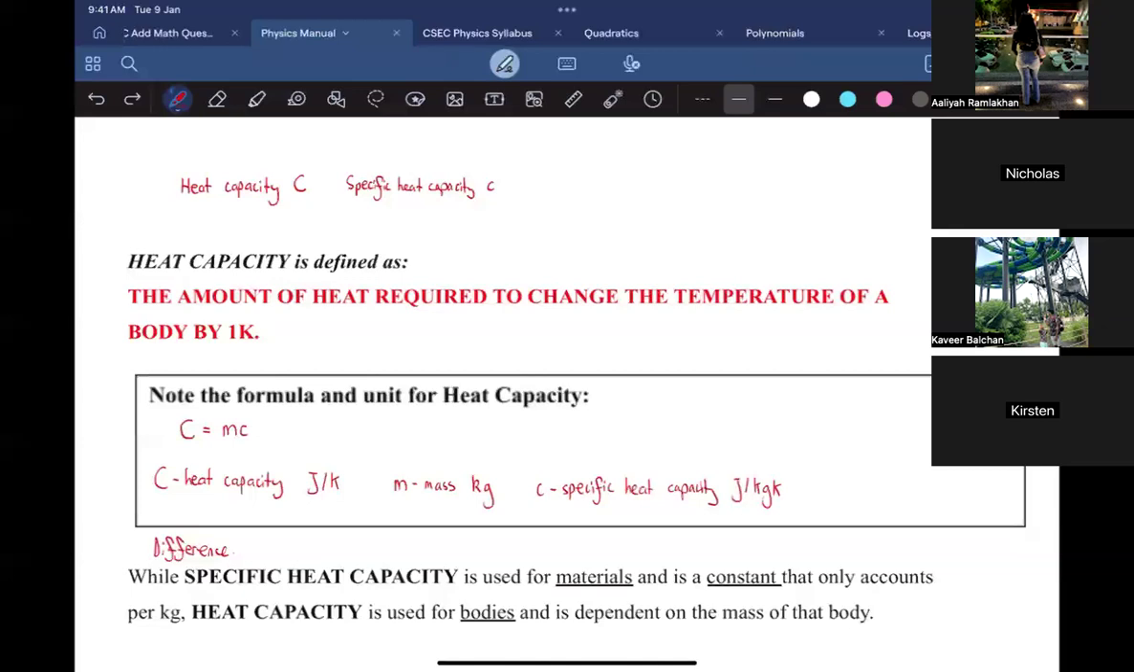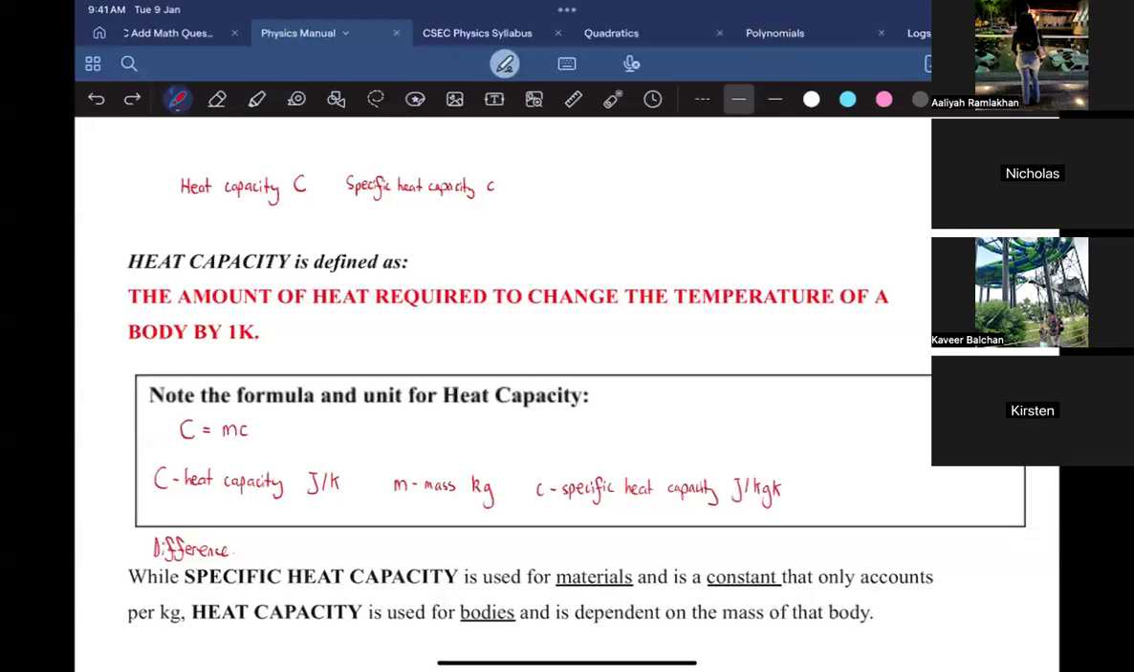So, Justin, do you know what the specific heat capacity of water is? Starts with four. Anybody know what the specific heat capacity of water is? Is it 42,000? No, 4,200 joules per kg Kelvin.